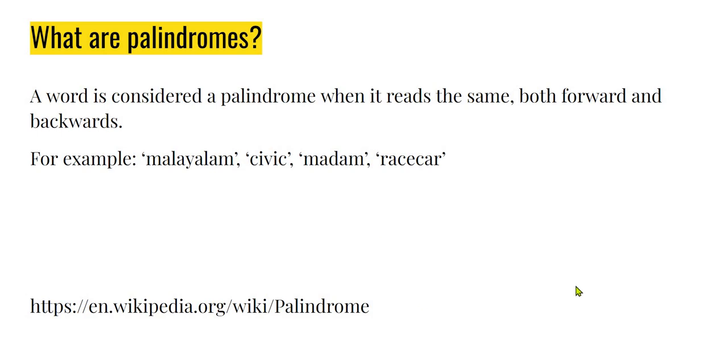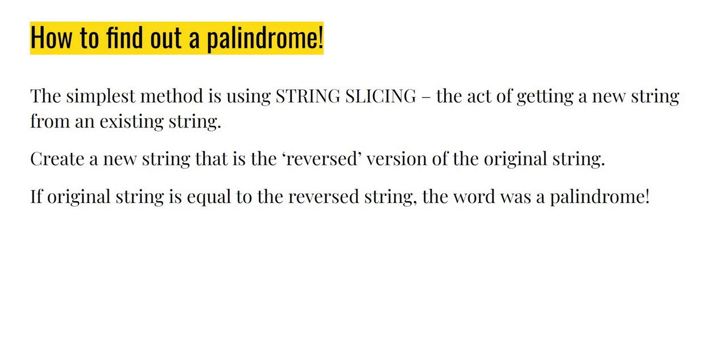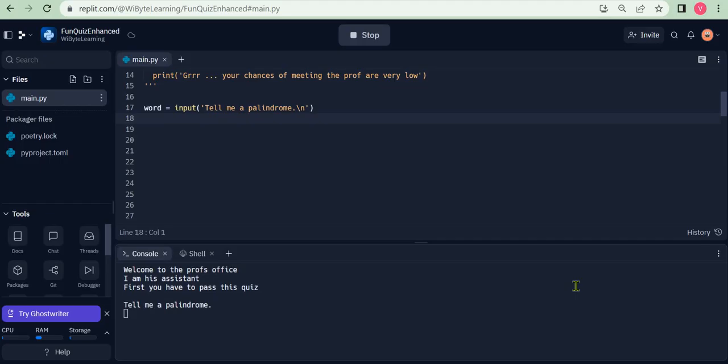What we are interested in is how can I determine if a word is a palindrome in Python. Now it turns out the best way of doing this is to use string slicing, which is the act of getting a new string from an existing string. So what we will do is create a new string that is a reversed version of the original string. Compare the two. If the two are equal, then the word was a palindrome. Let's see this in action.